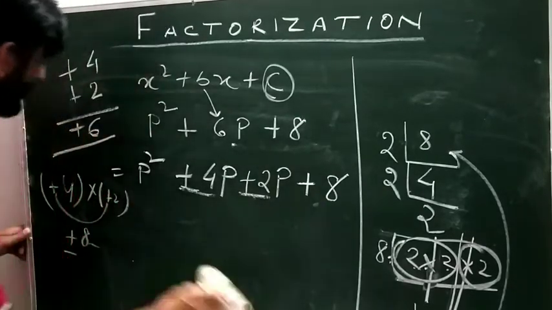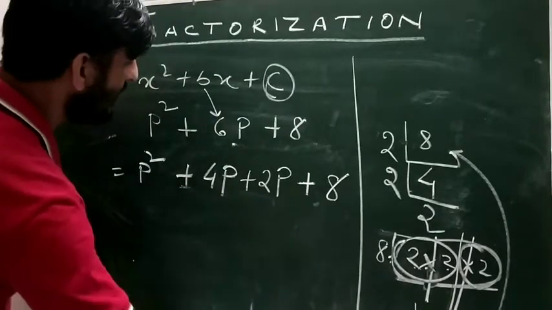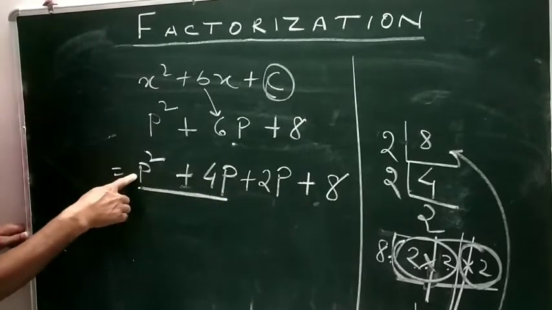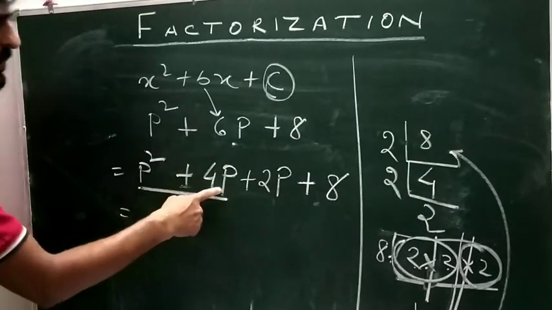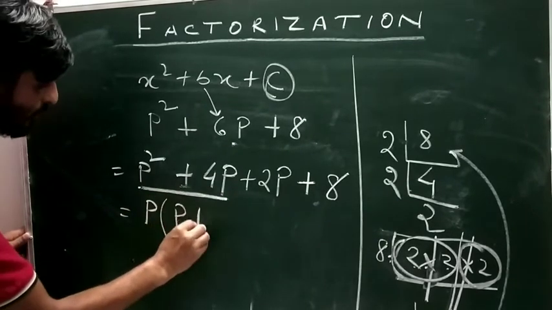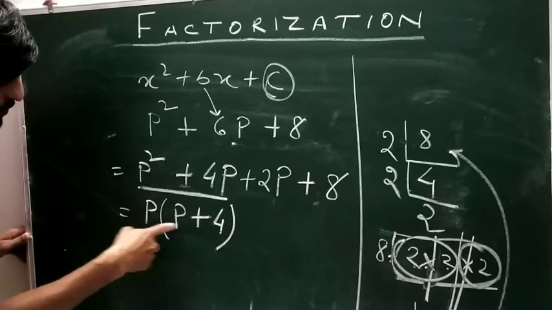So now let's see what will happen. We are getting a factorization in this way. So look, from here what can we take common? Here is p square, that means p into p. Here is 4p means 4 into p. So we can take p common. So that means the result is p plus 4. See, p into p square, p into 4, 4p.